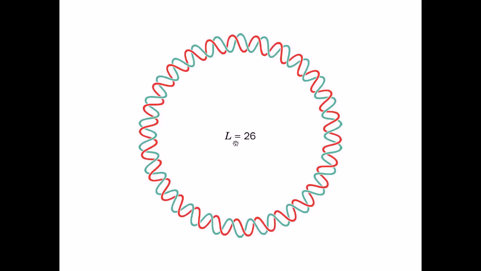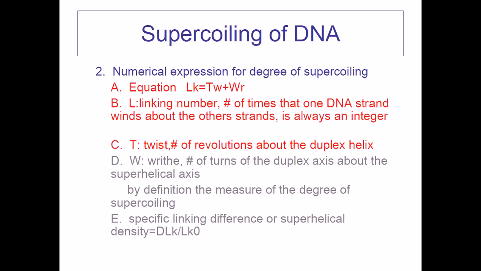Now let's talk about the supercoiling math a little bit. The numerical expression of supercoiling is denoted by Lk equals Tw plus Wr. Lk is termed the linking number. It says the number of times that one DNA strand winds about the other strand, and this is always an integer value. It should never be any kind of float variable. It is equal to Tw plus Wr.